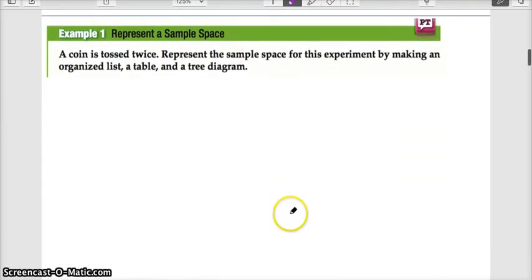So here's example one. It says represent a sample space. A coin is tossed twice. Represent the sample space for this experiment by making an organized list, a table, and a tree diagram. All right, we can do this.